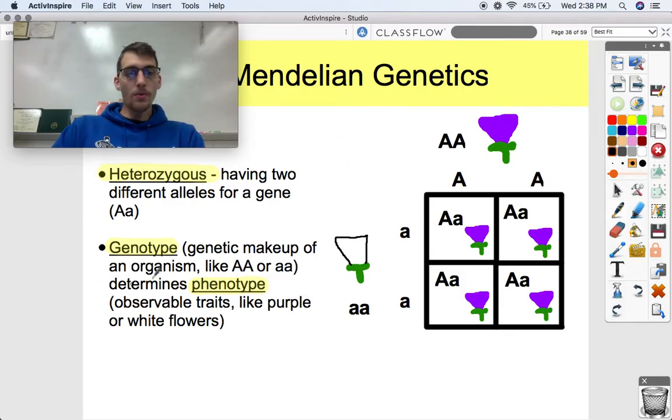Okay, what we're looking at here, all these representations of letters are what we call genotypes. You can have a homozygous or heterozygous genotype, and the genotype really determines what we call the phenotype, which are the observable traits like the purple or white flowers. A homozygous dominant genotype will produce a purple flower, which is the phenotype, right? A homozygous recessive genotype is going to produce a recessive phenotype, which is the white flower.